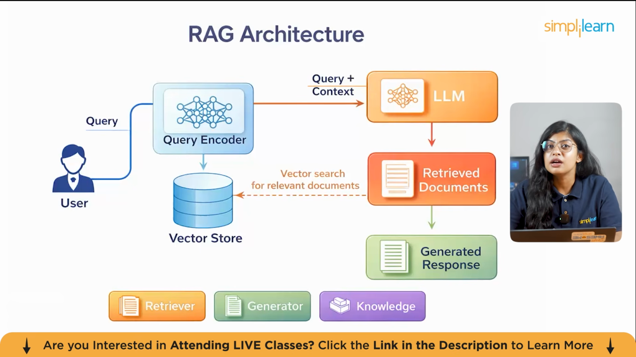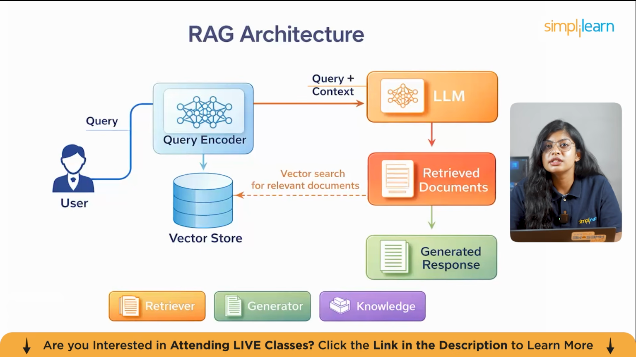That query is then passed to something called a query encoder. The role of a query encoder is to convert the user's question into a form that the system can compare with stored knowledge. In simple terms, it helps the system understand the meaning of a question, not just the words. Once the query is encoded, the system moves to a vector store. You can think of a vector store as a very smart storage system that contains all the documents, articles, or knowledge that an AI can use. Each piece of information in that store is saved in a way that makes searching by meaning possible.